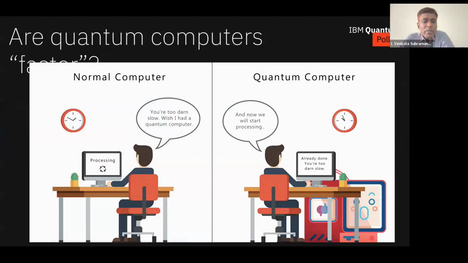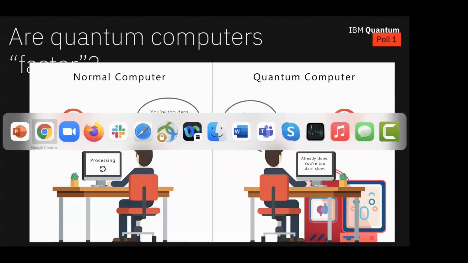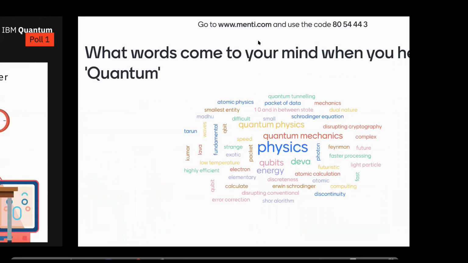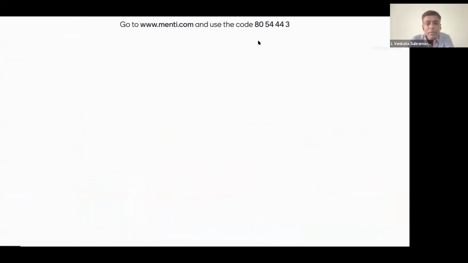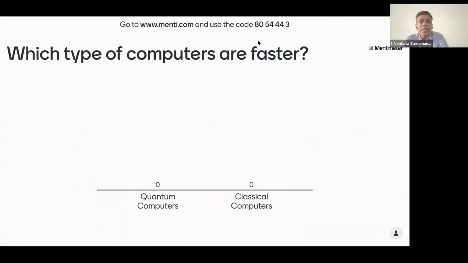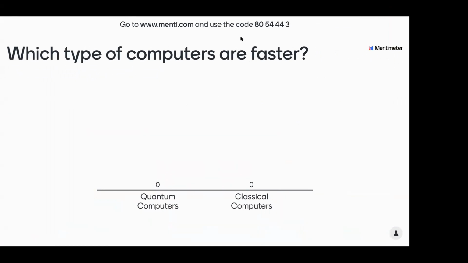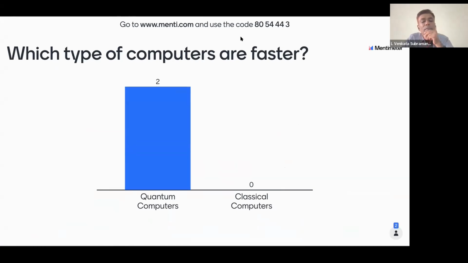So the first question: are quantum computers faster? There are many of these cartoons all over the place, like this one. So I want to ask you this question: do you think quantum computers are faster? I'm going to go back here. Please, again, the same site, same code, and you'll see a new question here.